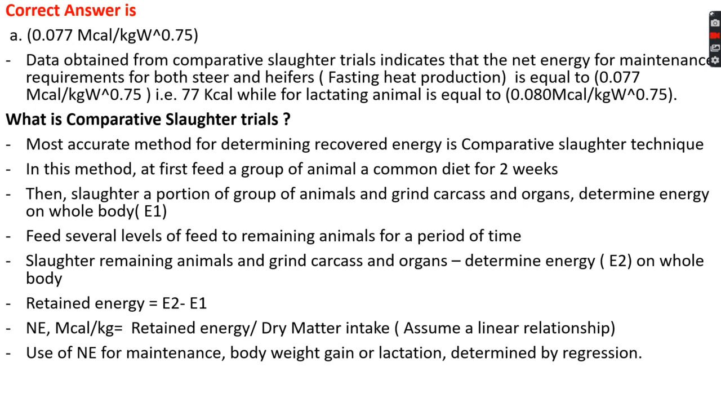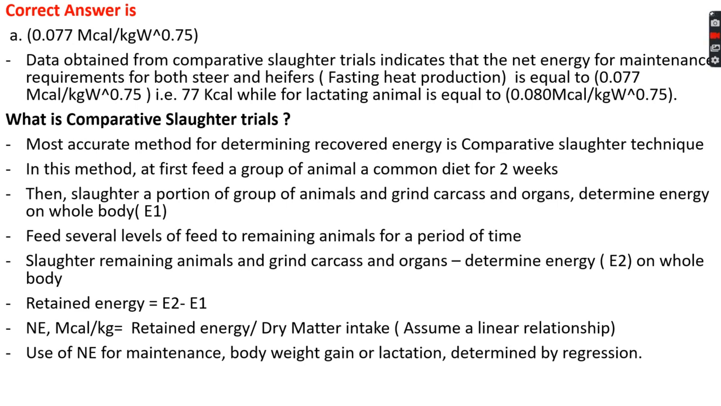The data obtained from comparative slaughter trial indicate that the net energy for maintenance requirement for both steer and heifer is equal to 0.077 megacal per kg body weight power 0.75, that is 77 kcal, while in case of a lactating animal it is equal to 0.080 megacal per kg body weight power 0.75. Let's see what is comparative slaughter trial.